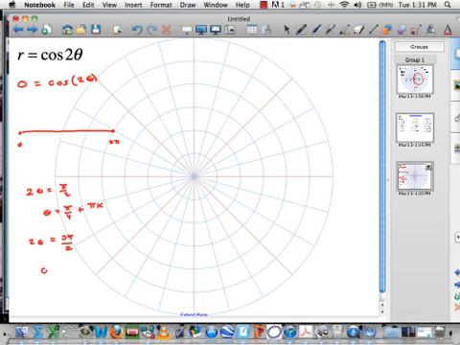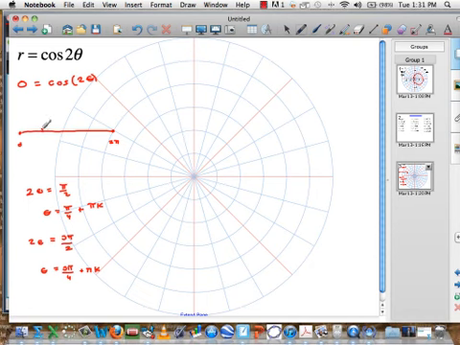Same thing happens here. My theta would be 3 pi over 4 plus pi k. Now how many of those solutions live between 0 and 2 pi? Okay, well we definitely need pi over 4. We definitely need 3 pi over 4. Now what's the next solution that would occur?